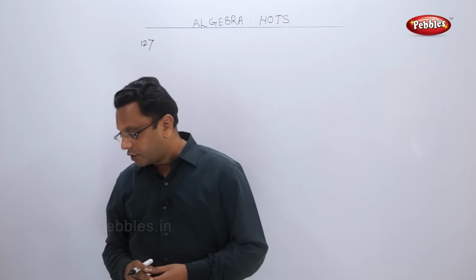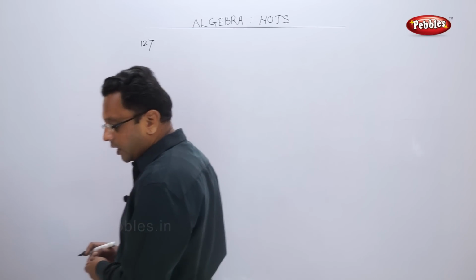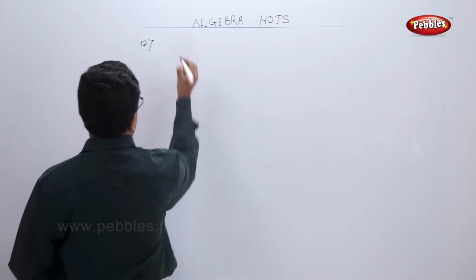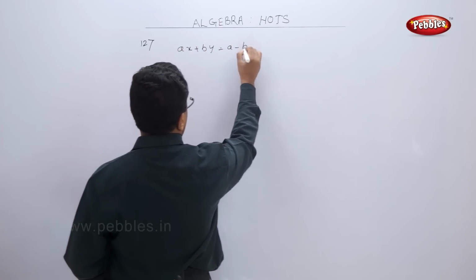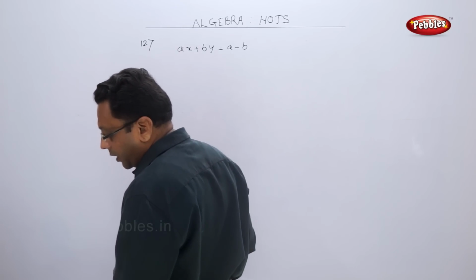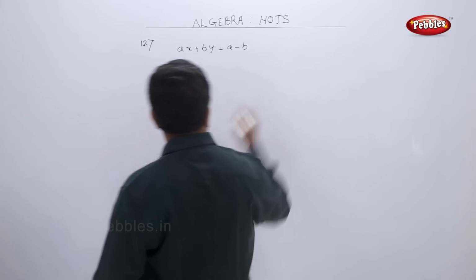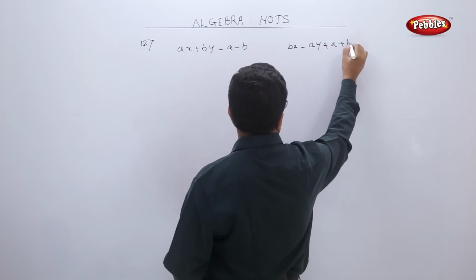They are given two equations. Solve the following simultaneous equations. The first is ax plus by equal to a minus b. And second is bx equal to ay plus a plus b.